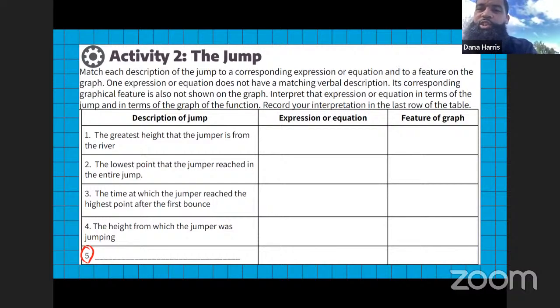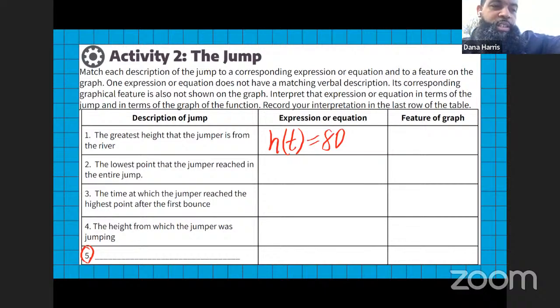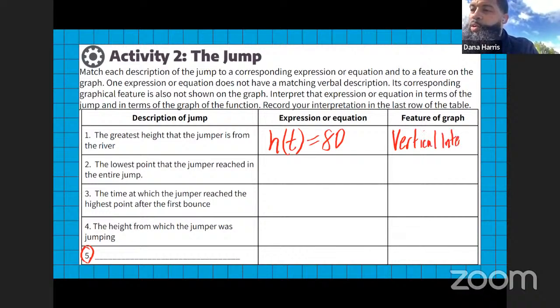It says the greatest height that the jumper is from the river. Well, when we think about the path, they're starting out from this platform, right? So that's the highest point. So this is h of t equals 80, okay? And the reason is simply because if you look at the graph, notice that the y-intercept of the graph starts at where the height is 80, okay? And so the feature that goes with it is the vertical intercept, also known as the y-intercept, okay?